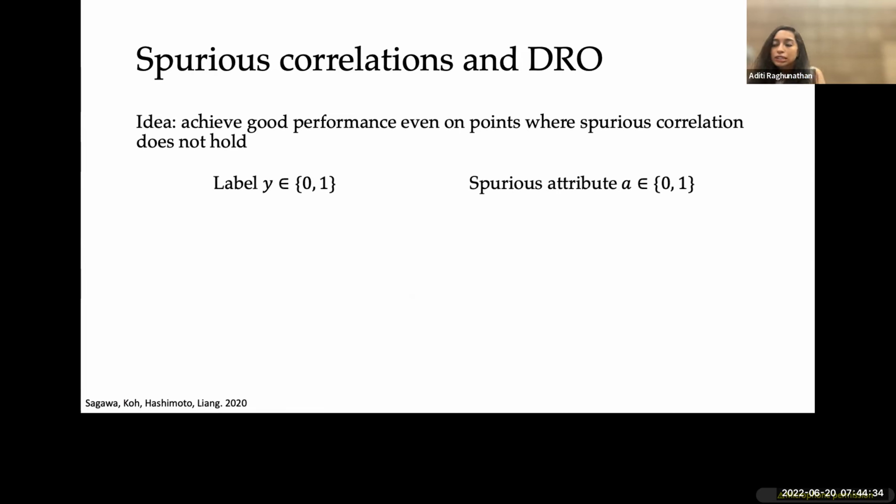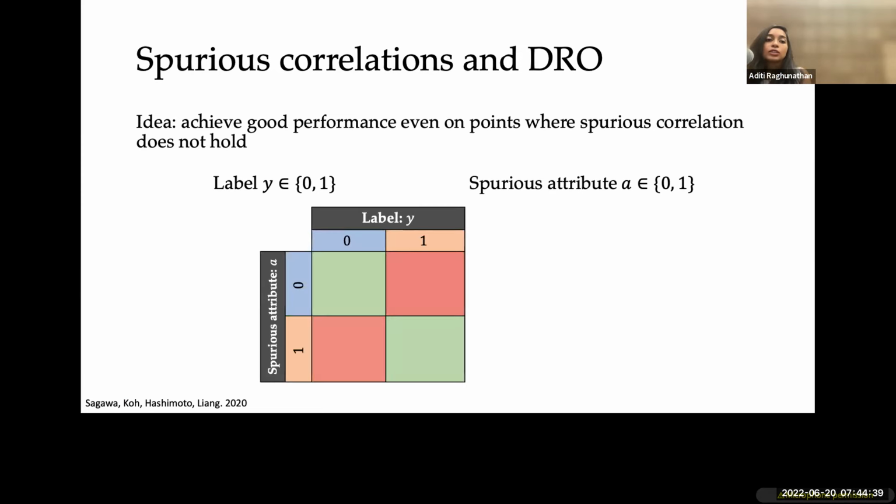So the simple case, you might have a label and a spurious attribute. And so we divide the data set into 4 different groups depending on the label and the attribute. For example, if you have different backgrounds, you might have a water bird in water, and that's in one group. You have a water bird in land, and that's in another group.